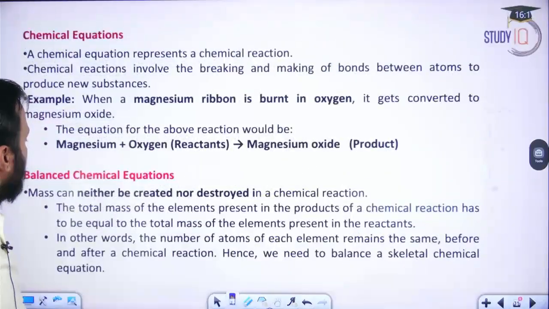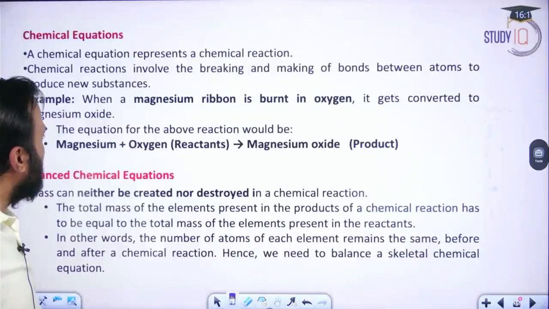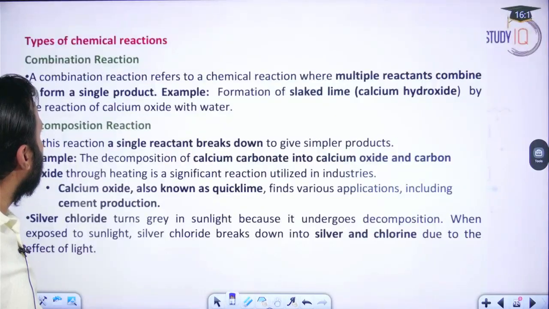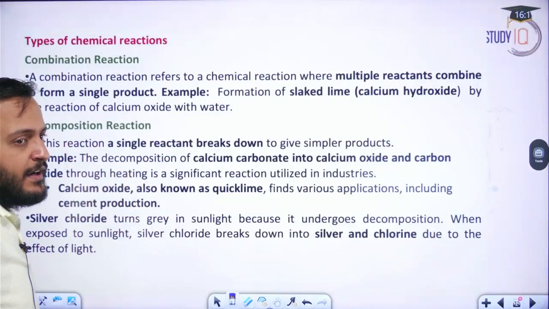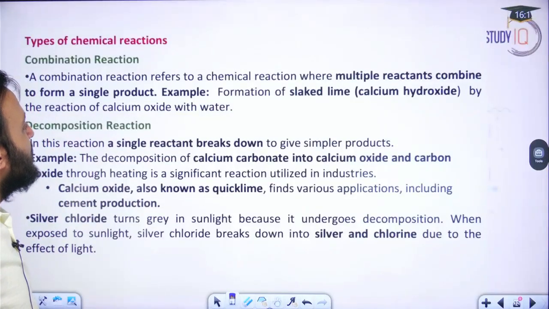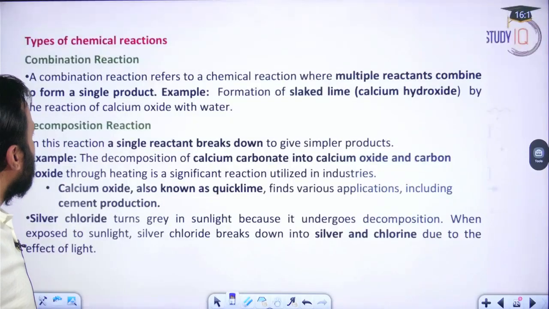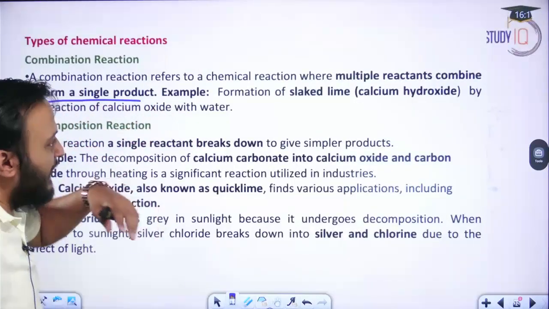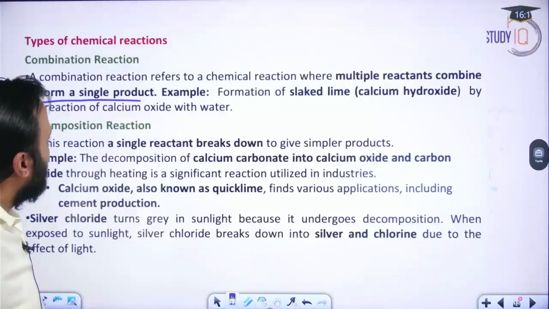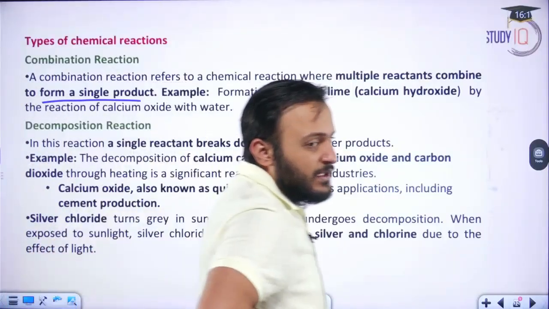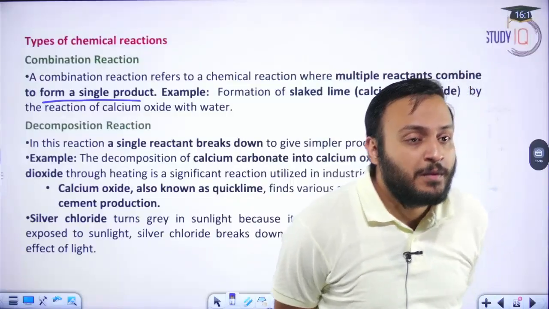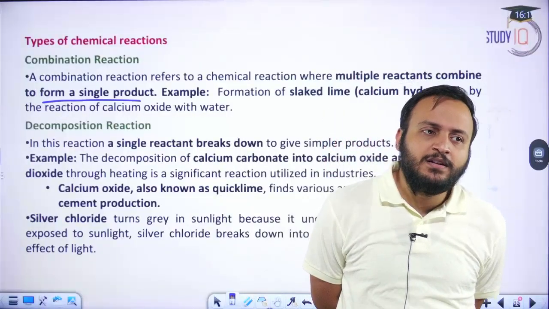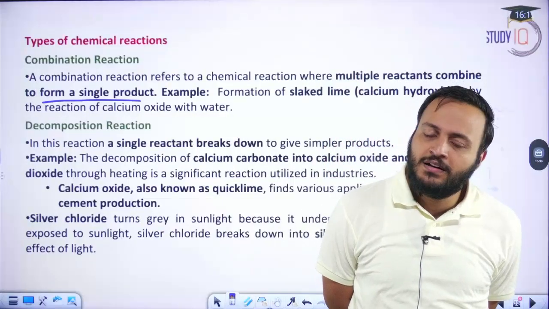Okay. Then guys, chemical equations are there. This is not required. Types of chemical reactions: just the simple definitions are required. Combination reaction means where multiple reactants combine to form a single product. Like calcium oxide plus water react together to form calcium hydroxide. Any kind of example could be taken. Multiple reactants combine together to form a single product, nothing else.